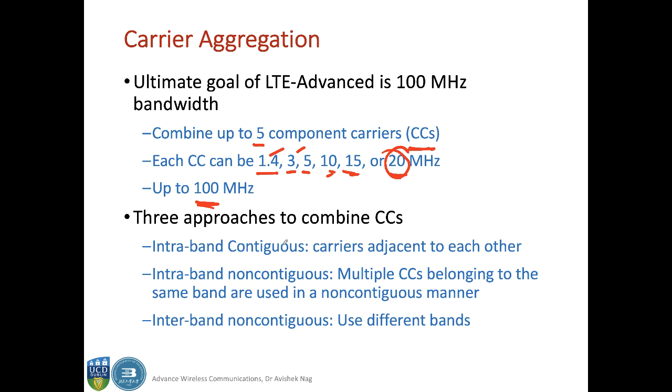Okay, so there are 3 approaches to combine the component carriers. First one is intra-band contiguous. So here the carriers must be adjacent to each other. In case of intra-band non-contiguous, the multiple component carriers belonging to the same band are used in a non-contiguous manner. And in case of inter-band, you can use different bands.